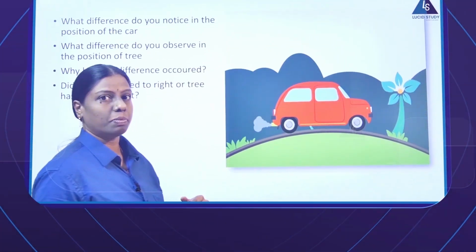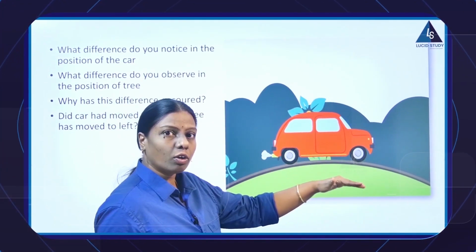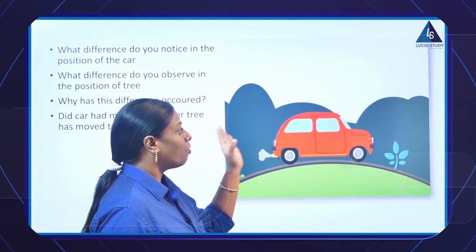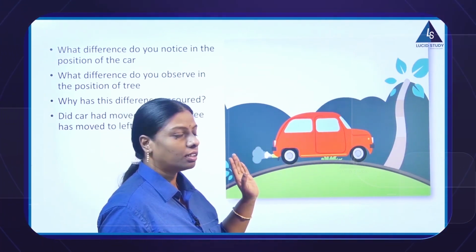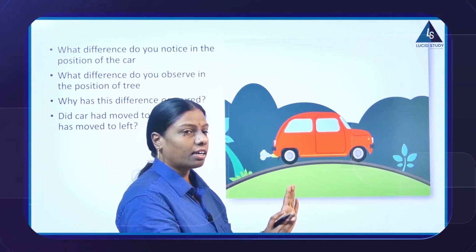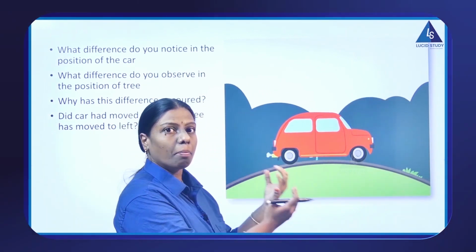When you are observing this picture, a car is moving on the road, and what is happening to the trees? They are moving backward. When you are sitting in the car, the trees appear to move backwards.